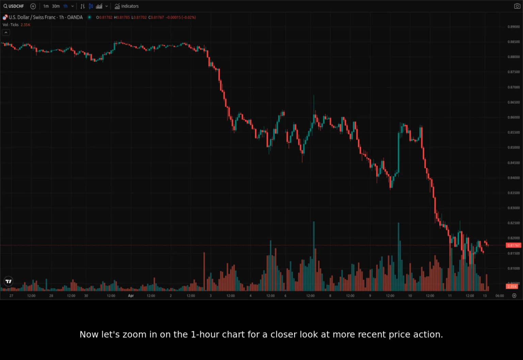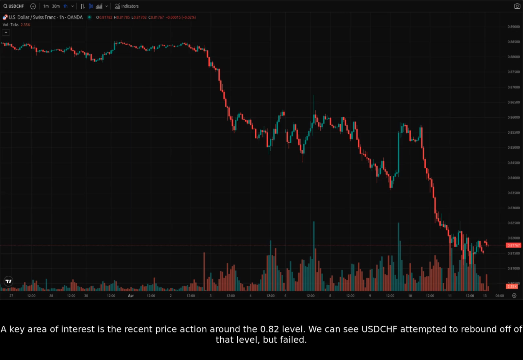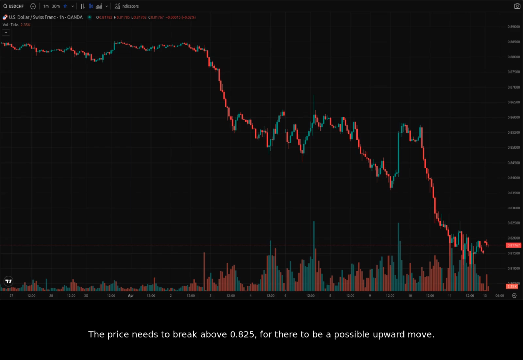Now let's zoom in on the 1-hour chart for a closer look at more recent price action. We'll use this time frame to identify potential short-term trading opportunities. A key area of interest is the recent price action around the 0.82 level. We can see USDCHF attempted to rebound off of that level, but failed. The price needs to break above 0.825 for there to be a possible upward move.